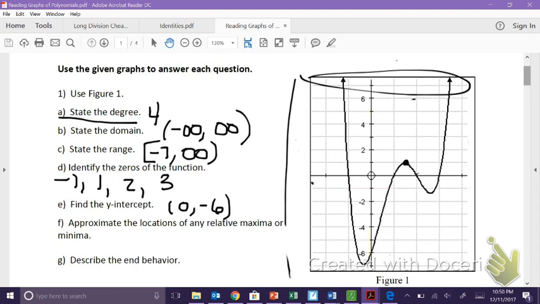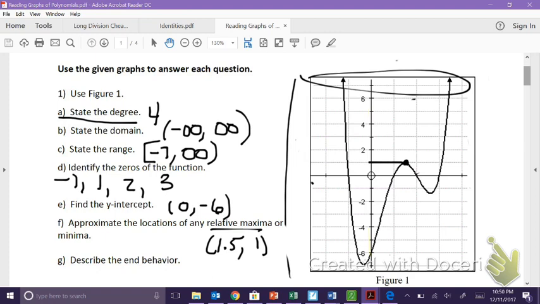I'm going to estimate it to be halfway between 1 and 2. That's going to be 1.5. This is for this one. 1.5, and 1 is 1 on the y-axis. Okay, that's my relative maximum.